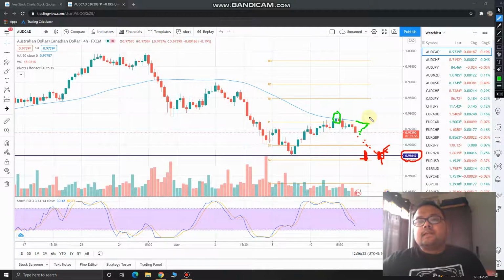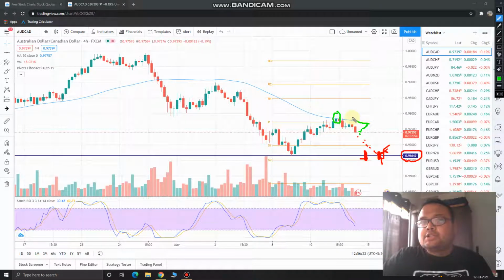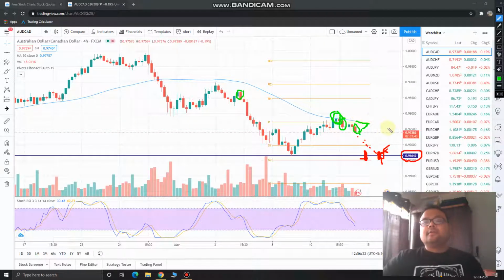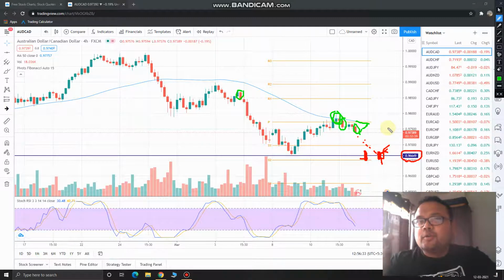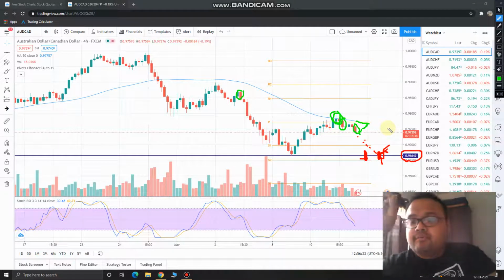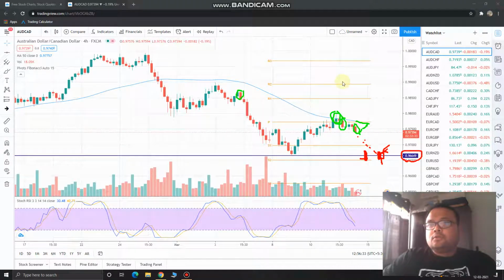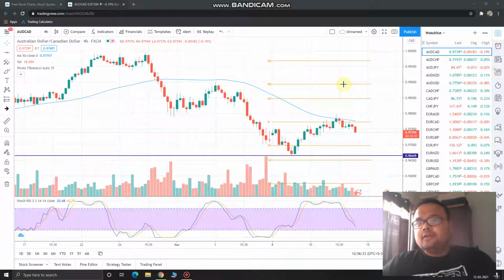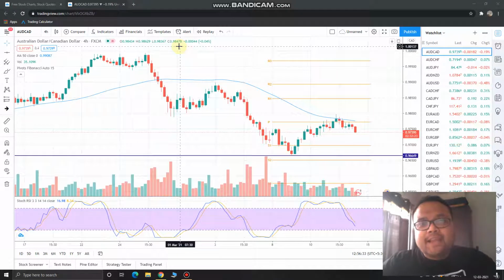Okay, just make sure that you get the confirmation. The confirmation can be price rejection from above like this, or a big bearish candle like this, or like this. Okay, so these are the signs that you need to look for before shorting the market at 50 moving average. Okay, so if you miss the position, do not worry, there are ample of opportunities available on the market. So this is the simple analysis for Australian dollar, Canadian dollar for 12 March 2021.